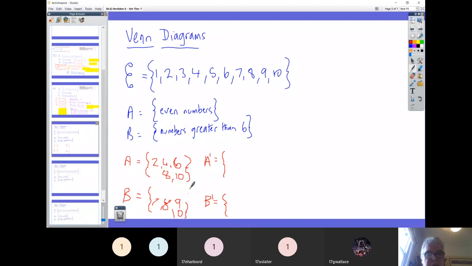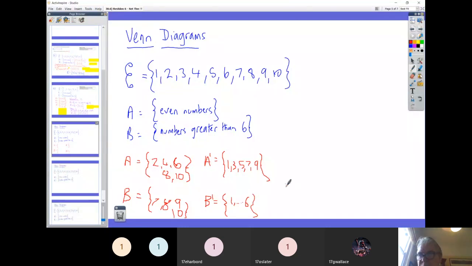Right, the members which are not A, so not 2, 4, 6, 8 and 10, that's 1, 3, 5, 7 and 9. And then not B, so not 7, 8, 9, 10, that's 1 all the way up to 6. 1, 2, 3, 4, 5 and 6.